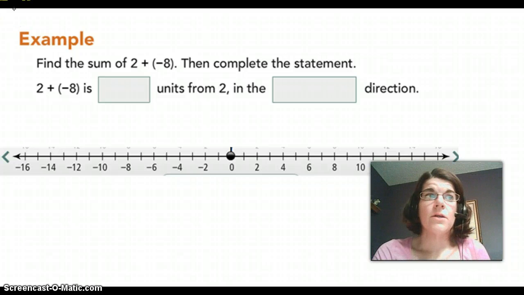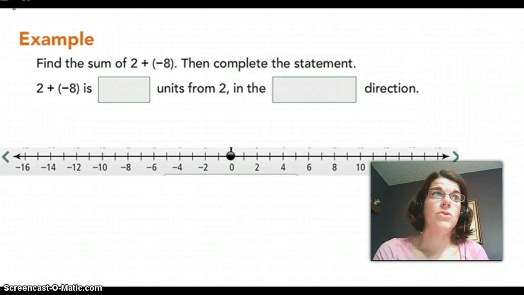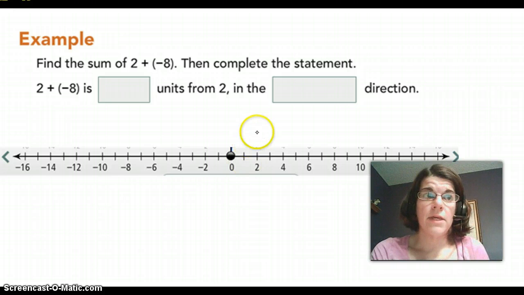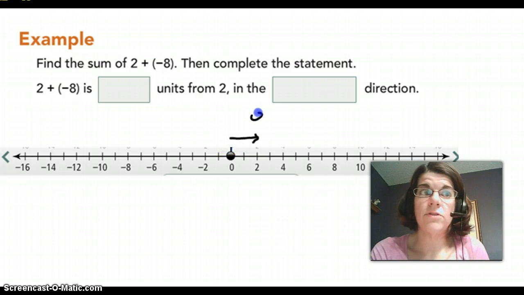Okay, so let's try this one together. It says, find the sum of 2 plus negative 8, and we're going to complete the statement. 2 is 2 places to the right, so the first line we draw is to positive 2. Okay, and then it says we're going to go negative 8. So negative 8 would be to the left, 8 places from the 2. So we're going to go back 2, and then we have to go 6 more.